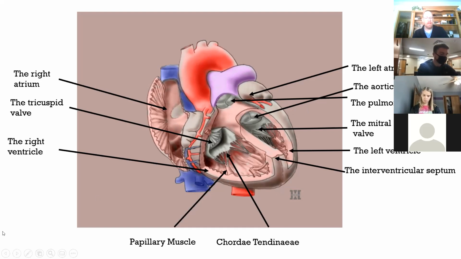Okay, so another thing, guys. Also, you'll notice here on the right, we have the interventricular septum. This is the wall that divides the left and right ventricles. There is a condition often found in infants called a patent foramen ovale. In a patent foramen ovale, the septum, the wall between the left and right atrium, does not fully close during the fetal development process.